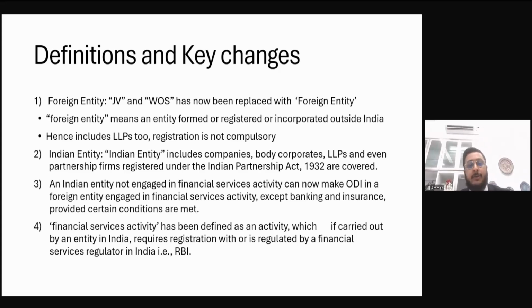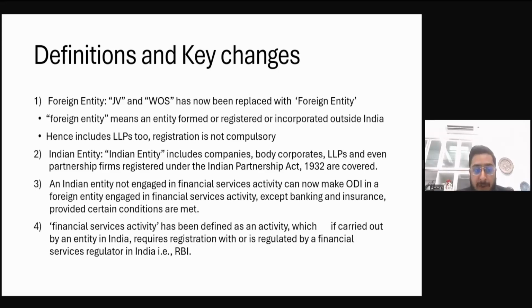Any Indian entity. See, our question is who all can make an ODI? Even a resident individual can make an ODI with respect to some terms and conditions. But even earlier, we were under the mindset that only companies can make an ODI. But no, LLPs can also do it, and even partnership firms can also do it. The rules and regulations we will discuss in due course.